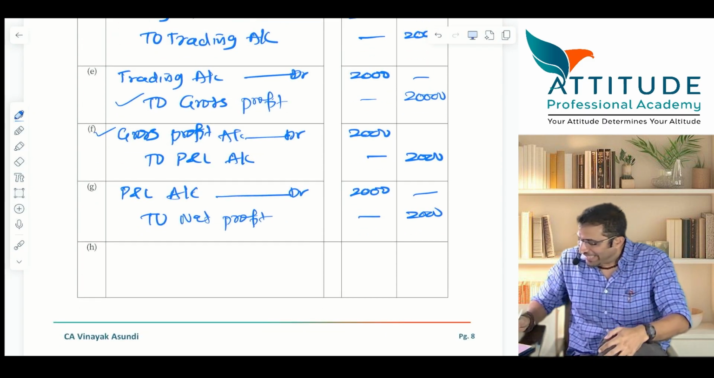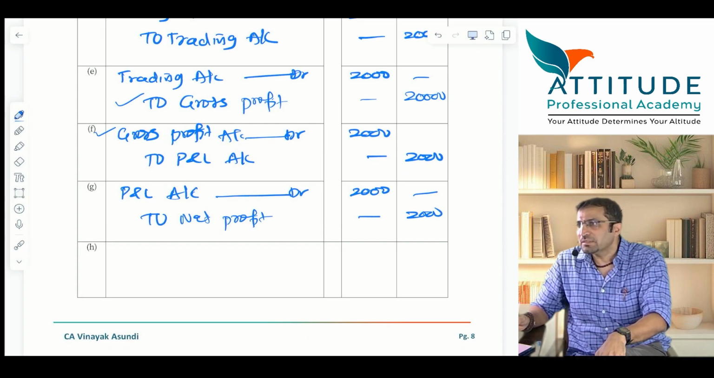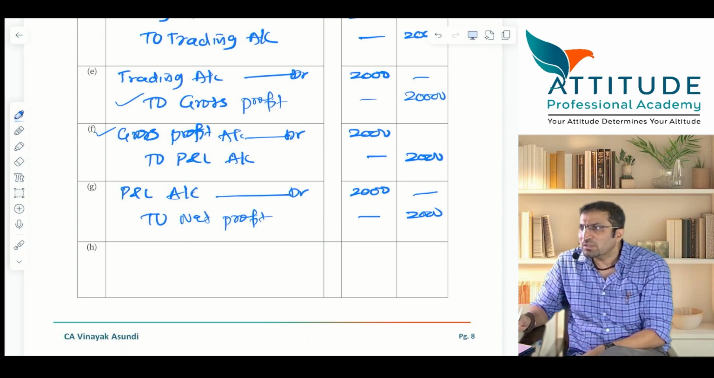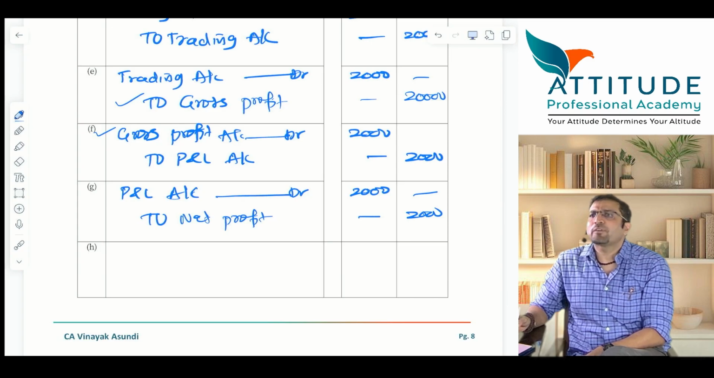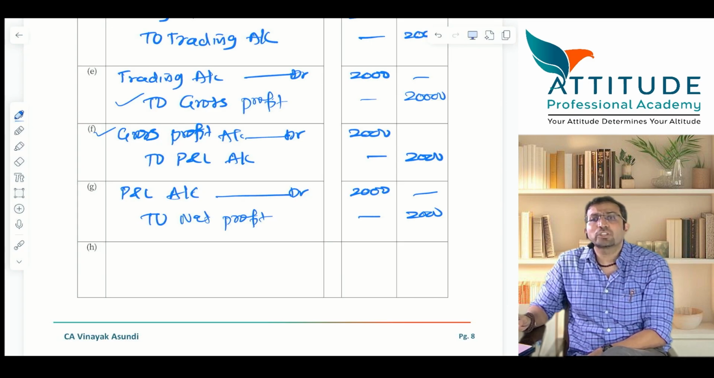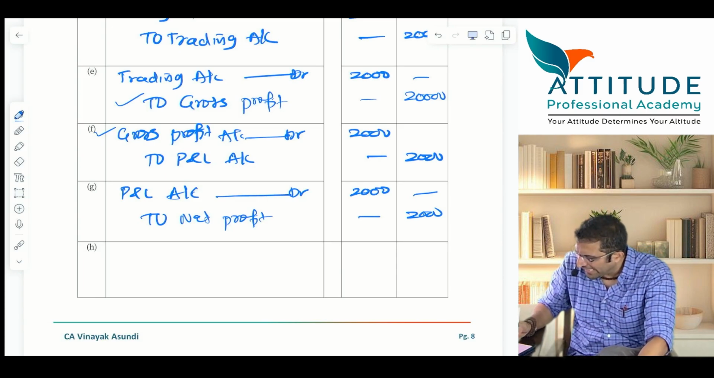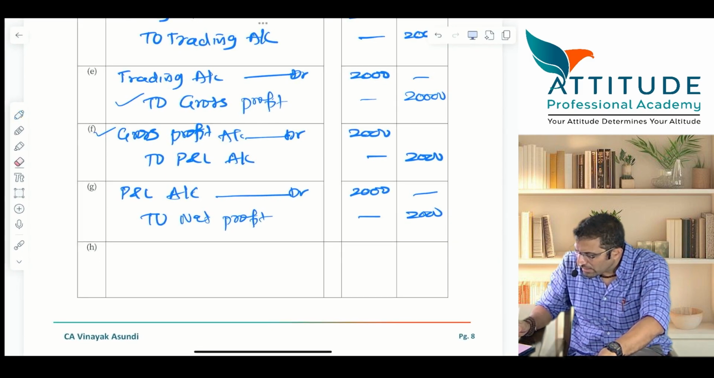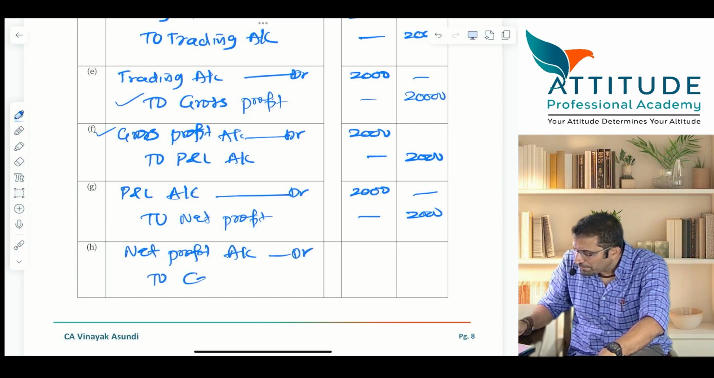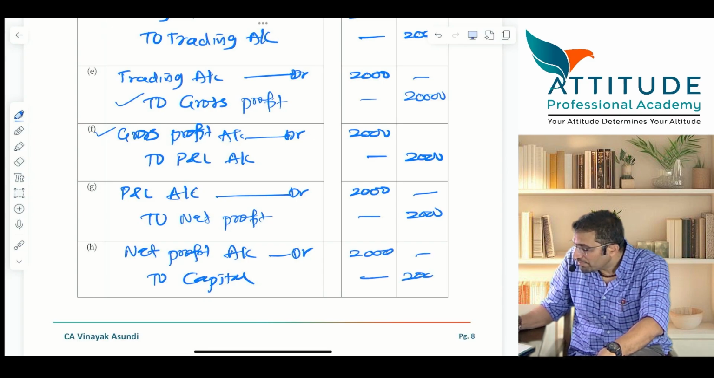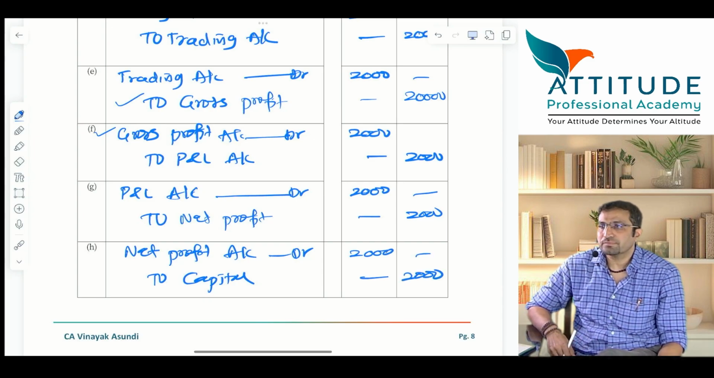Balance sheet. So entry will be net profit account debit to balance sheet. No, balance sheet is not an account for this. Tell me the entry. Net profit. Who is going to enjoy it? Owners. Balance is represented by capital here, or no? Entry. Very good. Net profit account debit to capital. Understood?